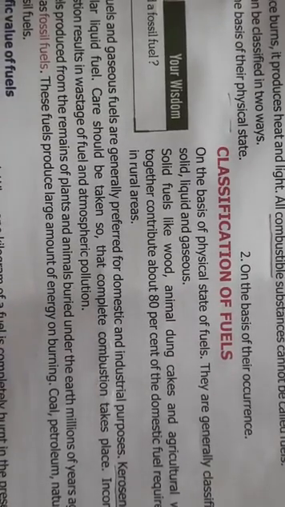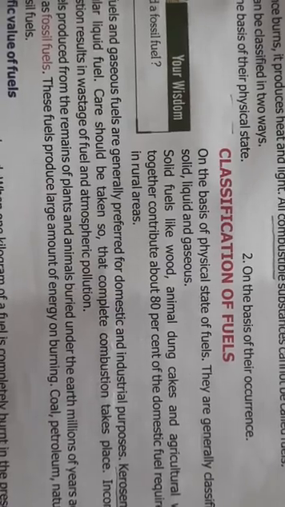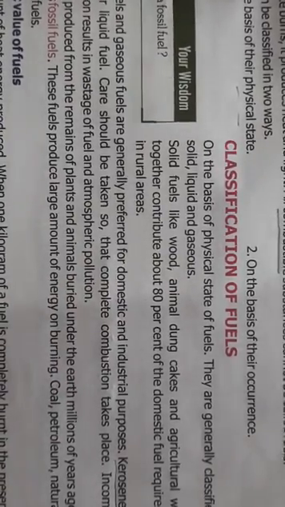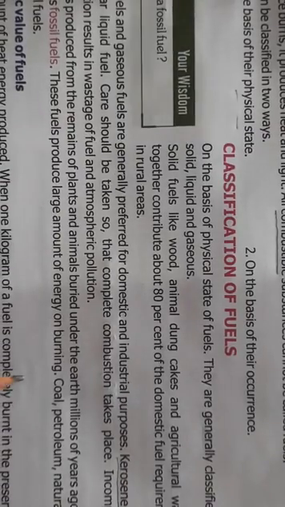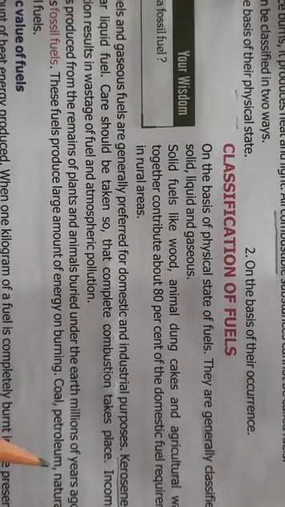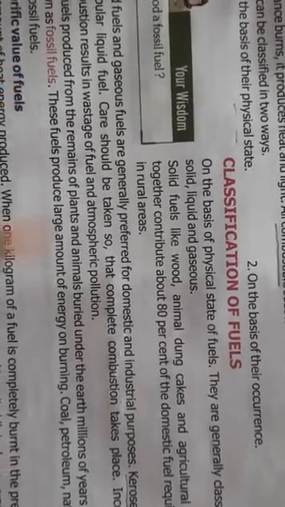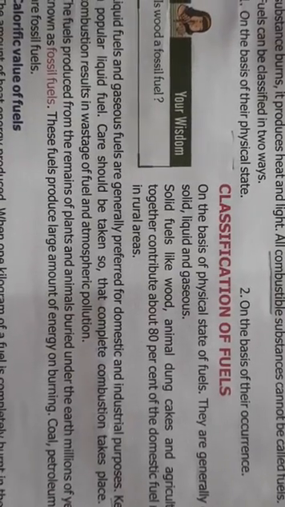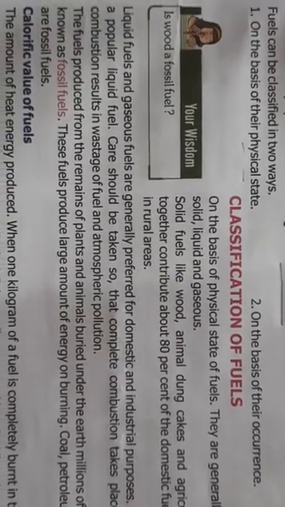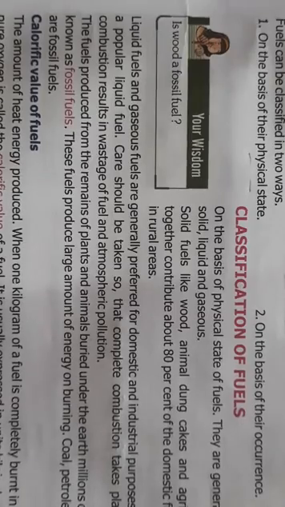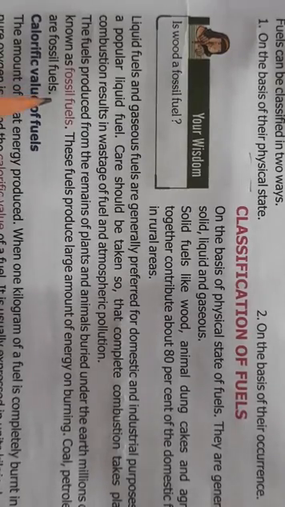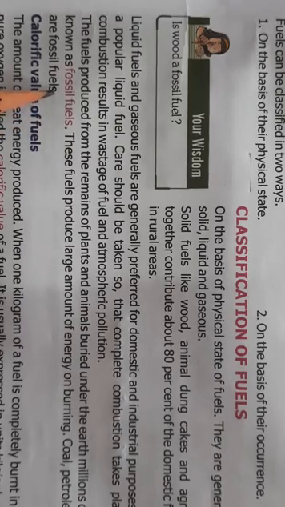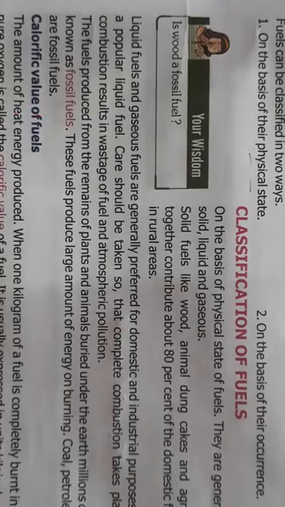The fuels which are produced from the remains of plants and animals, which were buried under the earth millions of years ago, are called fossil fuels. About fossil fuels we will study in a later chapter, the chapter on coal and petroleum, in detail. But for the time being, you should know the simple definition.